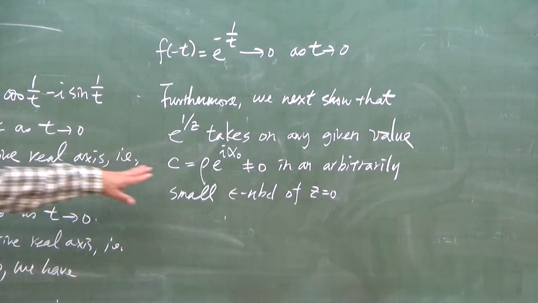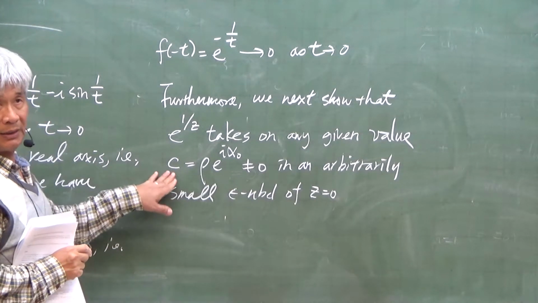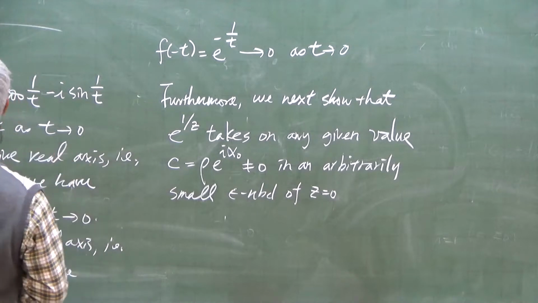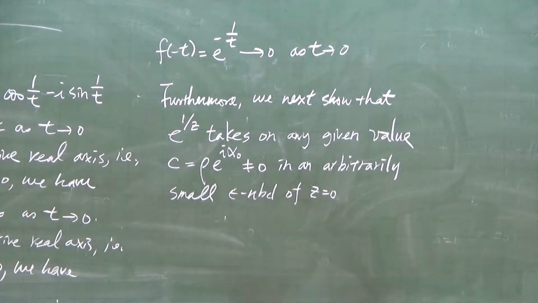So suppose you want a c, you want to have e to the 1 over z equal to c. No matter how small the epsilon, you can always find a z such that e to the 1 over z is equal to c. You can always find that. So this is what we want to prove.